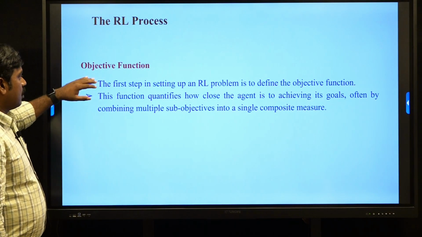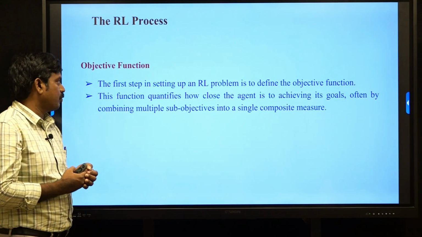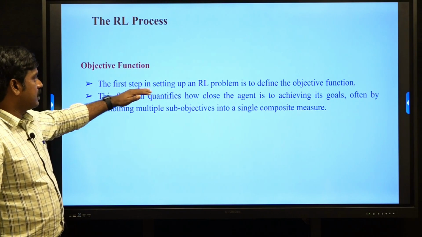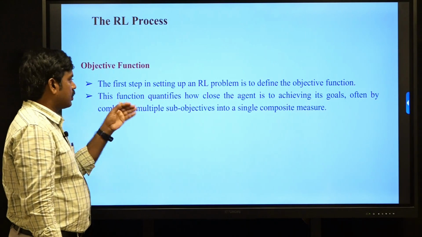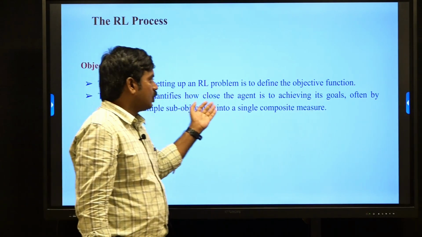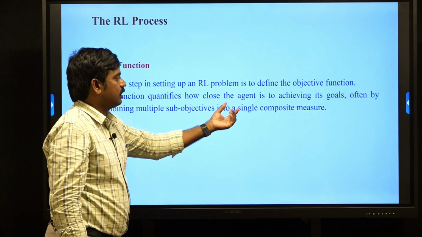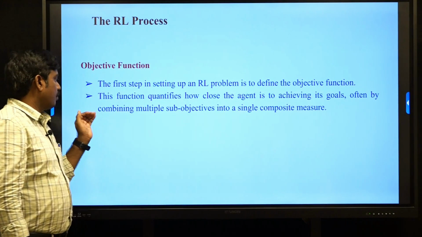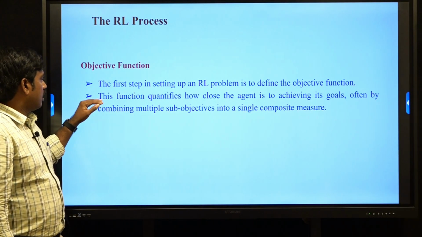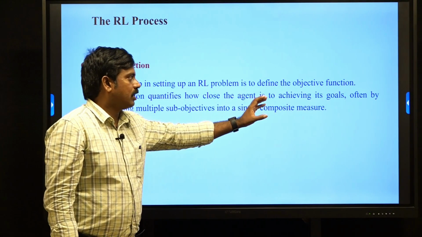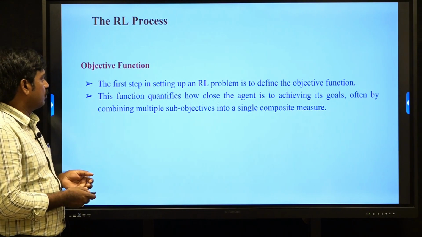Now, the reinforcement learning process. In the reinforcement learning process, first we define the objective function. That is the first step in setting up the reinforcement learning problem. This function quantifies how close the agent is to achieving its goals, obtained by combining multiple sub-objectives into a single composite measure. Combining multiple sub-objectives into a single composite measure is the dynamic programming approach. The first step in reinforcement learning is to define the objective function.